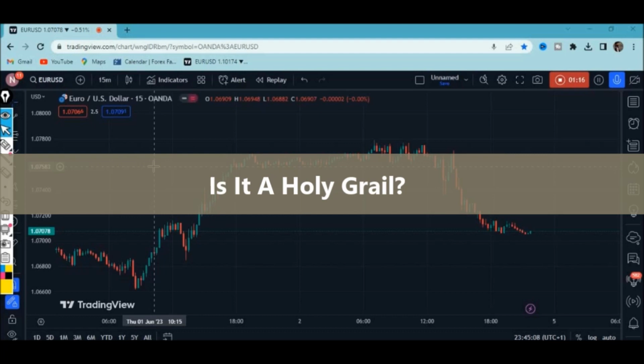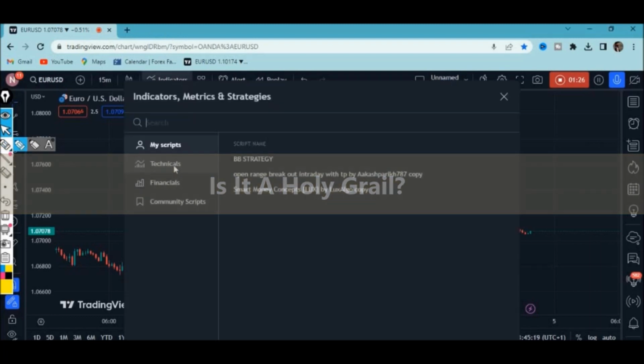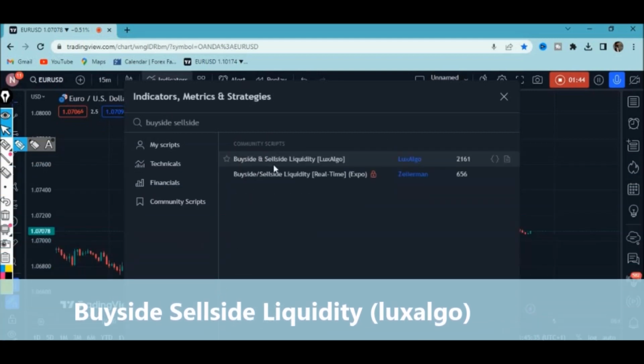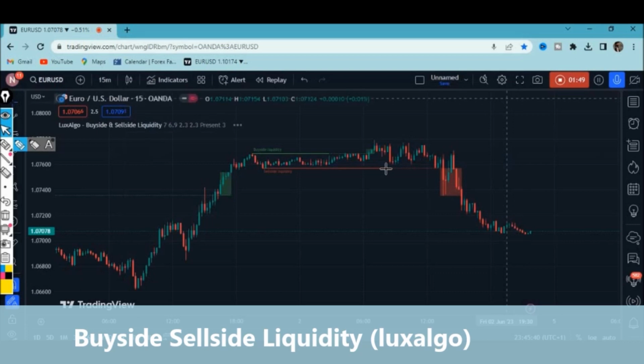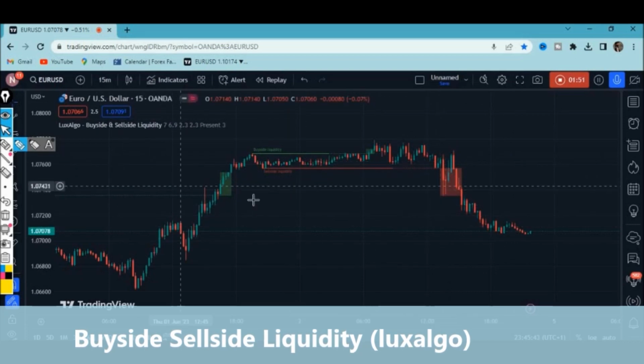So guys, without further ado, let me add the two indicators so that we'll be able to really see how this can work. Okay, so guys, the first indicator: click on the indicators tab on TradingView.com, and under technicals, you type buy side and sell side liquidity, LuxAlgo, you click on it. Once you click on it, expect it to look like this right on your chart.